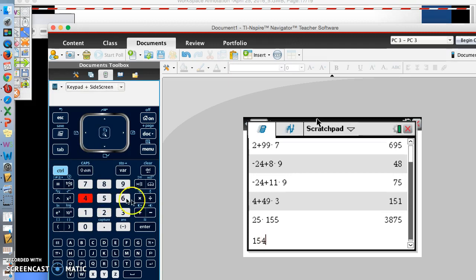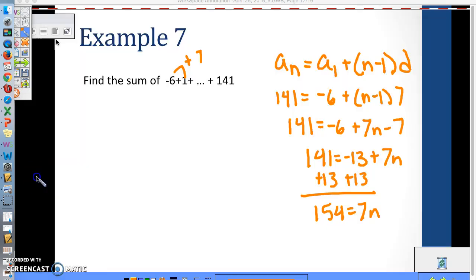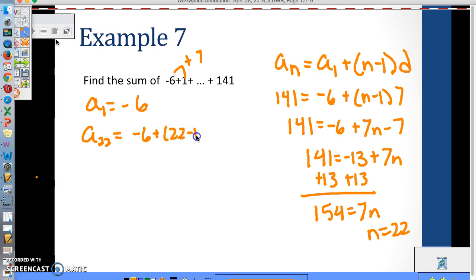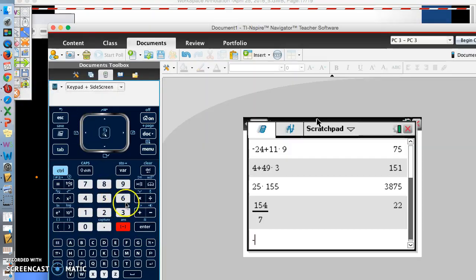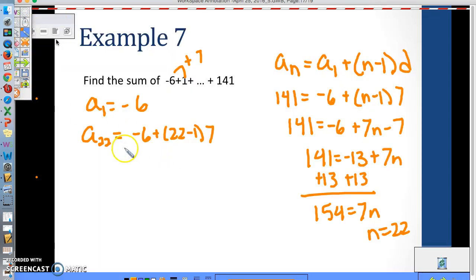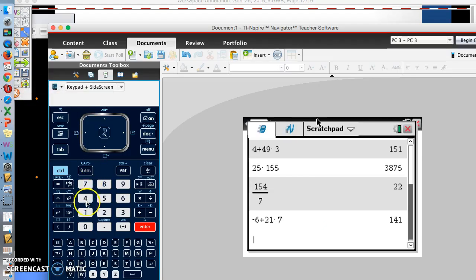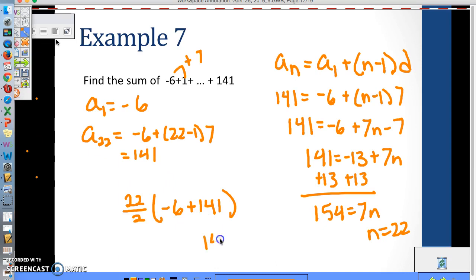So 154 divided by 7 is 22. So we're summing 22 terms. So our first term is negative 6. Our 22nd term, so our first term plus 22 minus 1 times 7. So negative 6 plus 21 times 7, 141. So we have 22 over 2 times negative 6 plus 141. So that would be 11 times negative 6 plus 141, and we end up with 1,485.